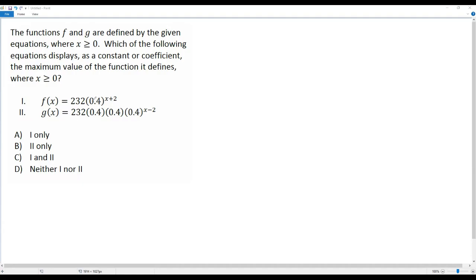Okay, now let me consider the function f of x, particularly this part, 0.4 to the power of x plus 2. Let me write it over here. We know that the minimum value of x is 0, so let me plug in x equals 0. Then we get 0.4 to the power of 0 plus 2, that is 2. The value of this expression is 0.16. Now let me plug in the next value, x equals 1. Then we get 0.4 to the power of 1 plus 2, which is 3, and that gives 0.064, the value of 0.4 to the power of 3.